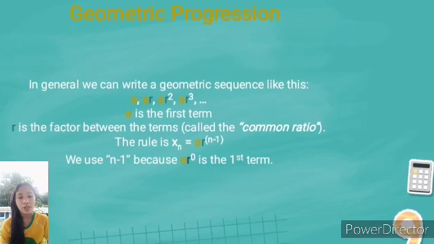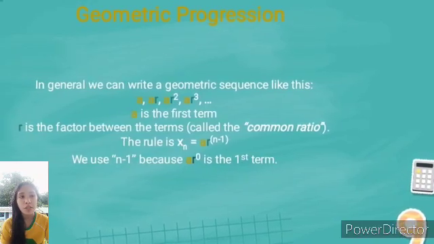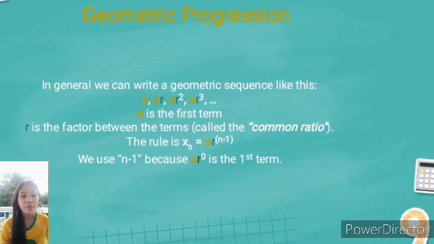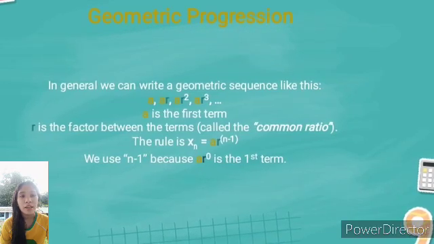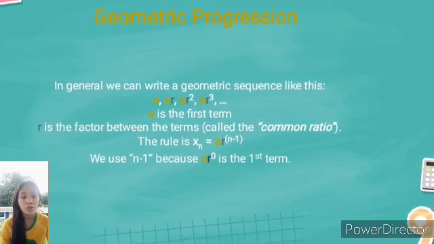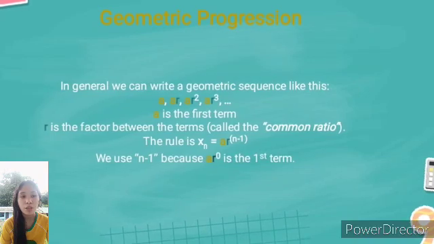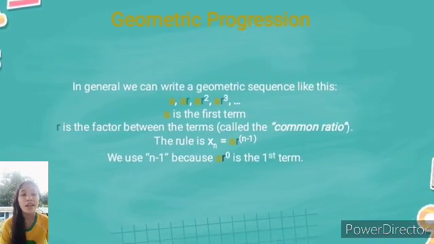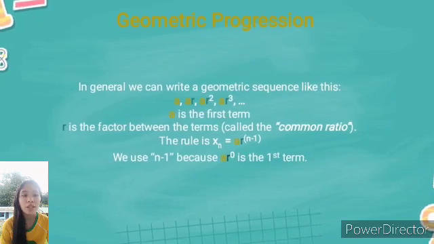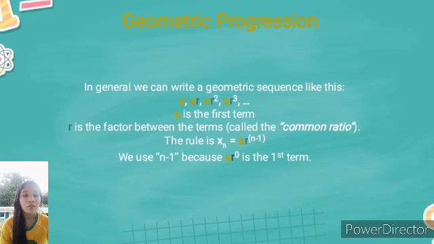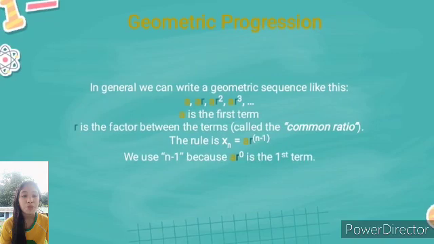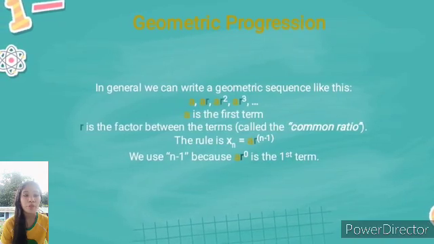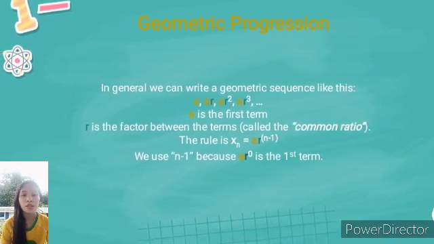Geometric progression. In general, we can write a geometric sequence like this: a, ar, ar raised to 2, ar raised to 3. r is the factor between the terms, called the common ratio. The rule is x subscript n equals ar raised to n minus 1. We can use n minus 1 because ar raised to 0 is the first term.